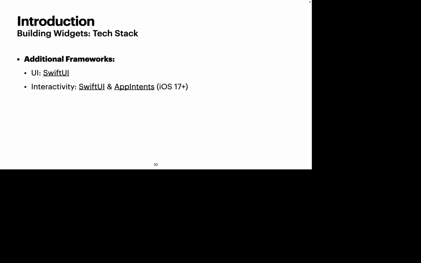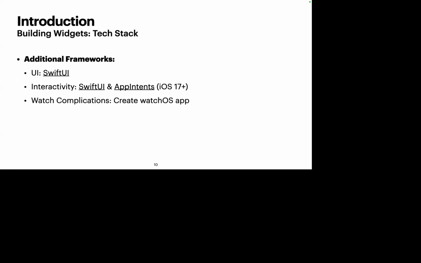Now, the introduction of iOS 17 gave us the ability to configure interactivity within our widgets, and that is using SwiftUI and App Intents. So, for example, in one of the music widgets, there's a play button, and it will show you the most recent song that you were listening to, and you can click on it right from the widget to play that song. And that is an example of interactivity.